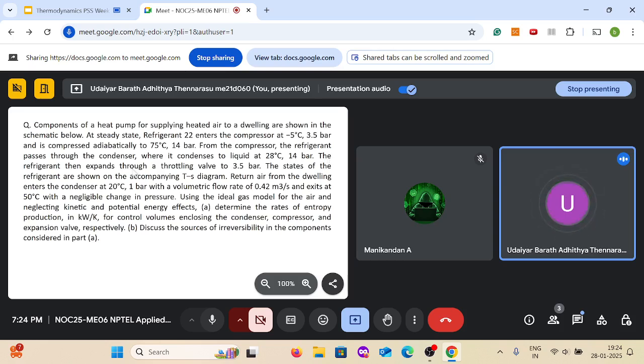The refrigerant then expands through a throttling valve to 3.5 bar. The state of the refrigerant is shown on the diagram.